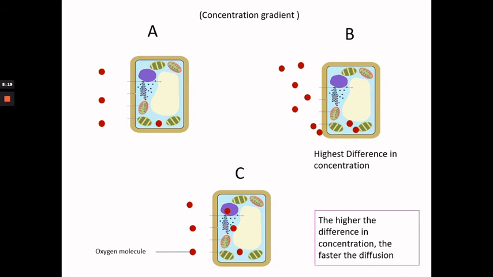If you're thinking the answer is B, you are right. This is because of something we call concentration gradient, and that is the difference between the concentration of the two areas. We can see that in B, we have the highest difference in concentration. So the higher the difference in concentration, the faster the diffusion.